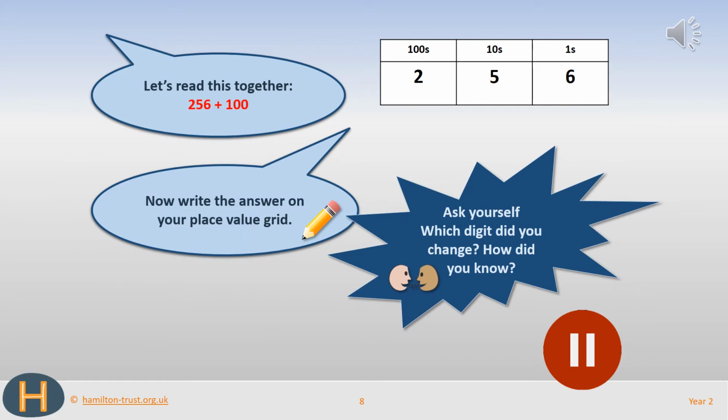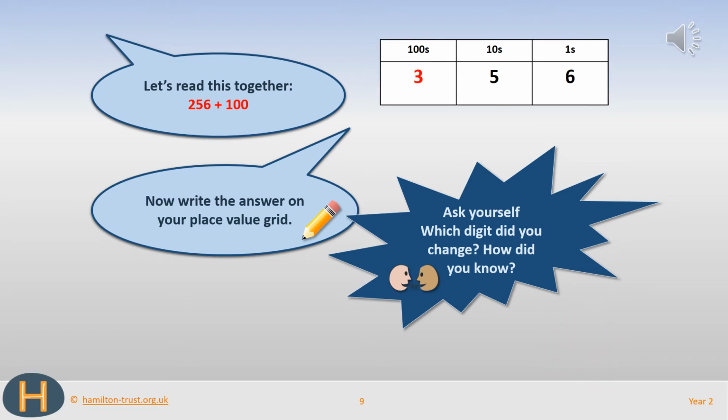The next section I'm going to show you is adding multiples of 100 to 3-digit numbers. We'll begin again with 256, and this time I would like you to add 100. Write this answer on your place value grid. Ask yourself this time, which place value digit are you going to be changing, and how do you know? Pause the video to answer this question, or carry on and I'll reveal the answer in 5 seconds.